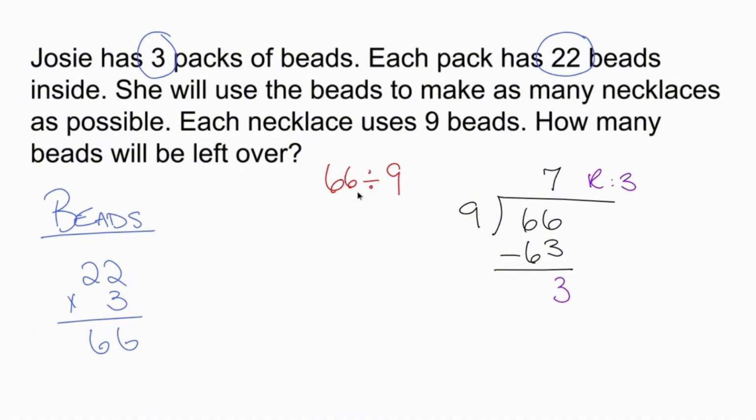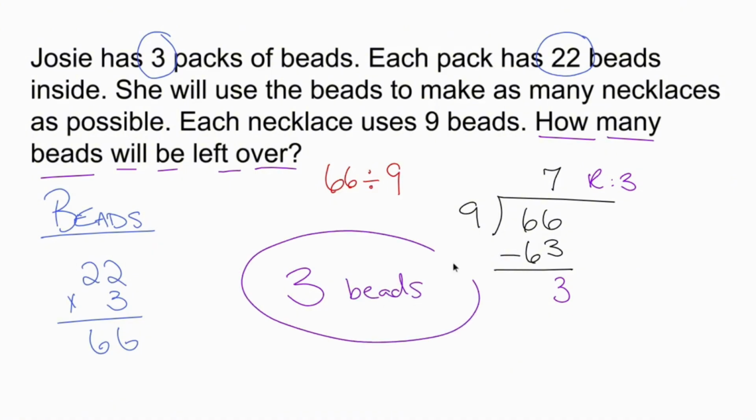So if you're going to have 66 beads and each necklace gets 9 of them, we can make 7 necklaces. That's not what they're asking. They're asking how many beads will be left over. The remainder gives us the leftover, so there will be 3 beads left over. And that's our answer.